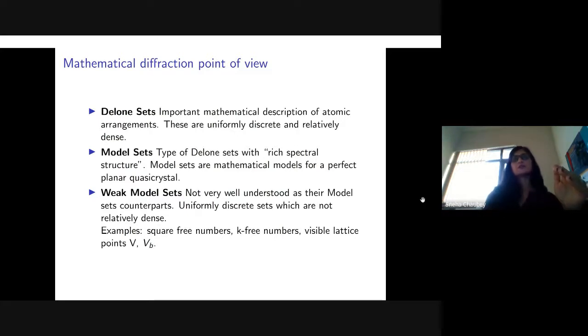Some of the examples, the earliest example, is the set of square free numbers. This is an example in one dimension. A square free number is a number such that no prime square divides the number. Then there are k free numbers in one dimension, and in two dimensions and more, you have the visible lattice points V. And this VB, the generalized visible lattice points, is also an example of a weak model set.